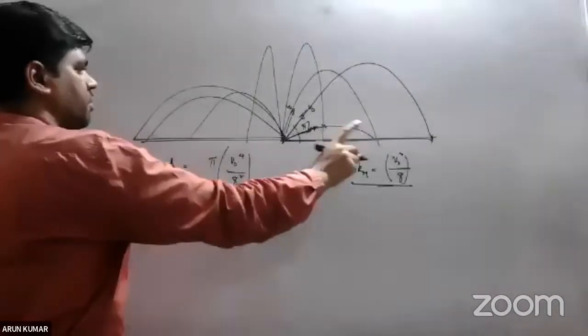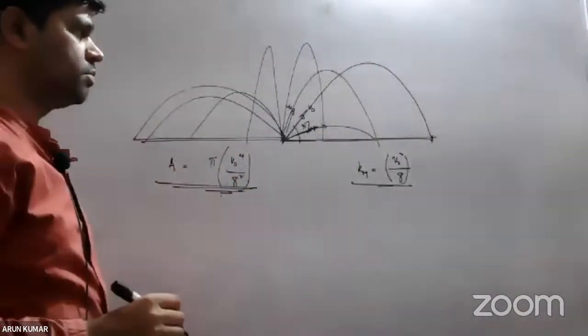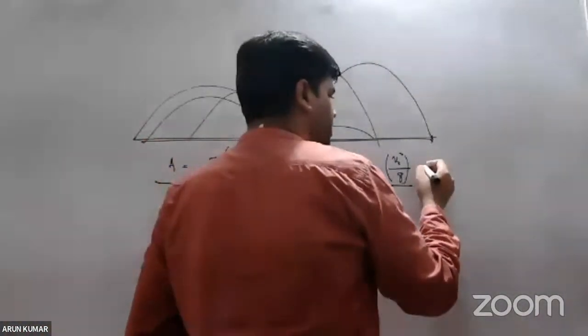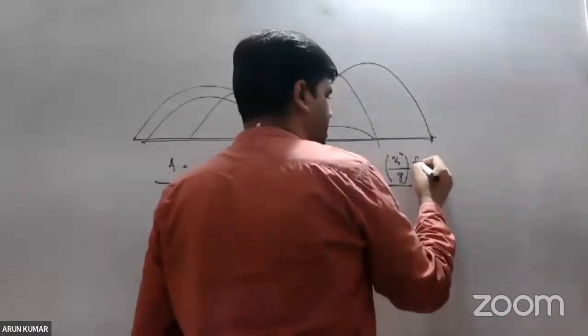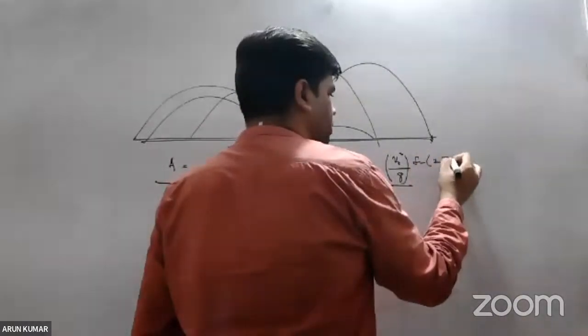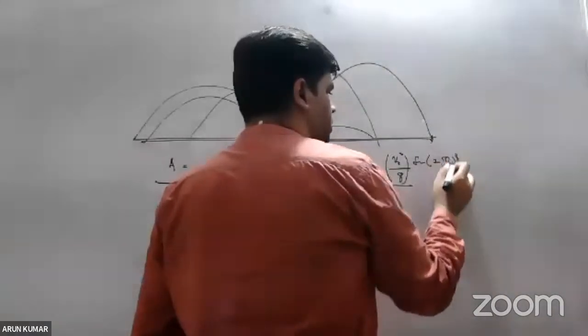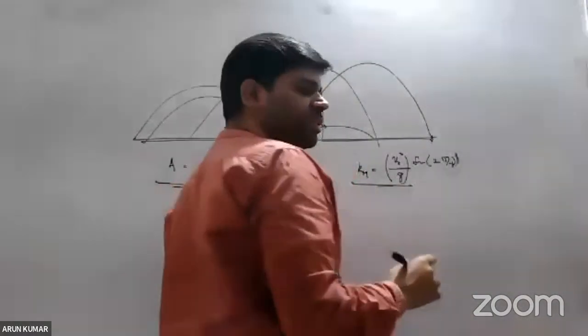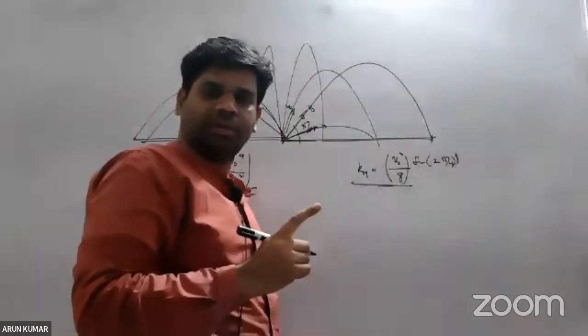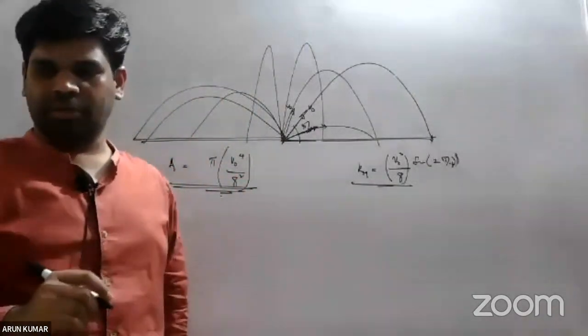Sir, why is sine 2 theta 1? The maximum is for theta equal to pi by 4. Sine of 2 into pi by 4. 2 into pi by 4 is pi by 2. Sine pi by 2 is 1. Okay, sir. Yeah.